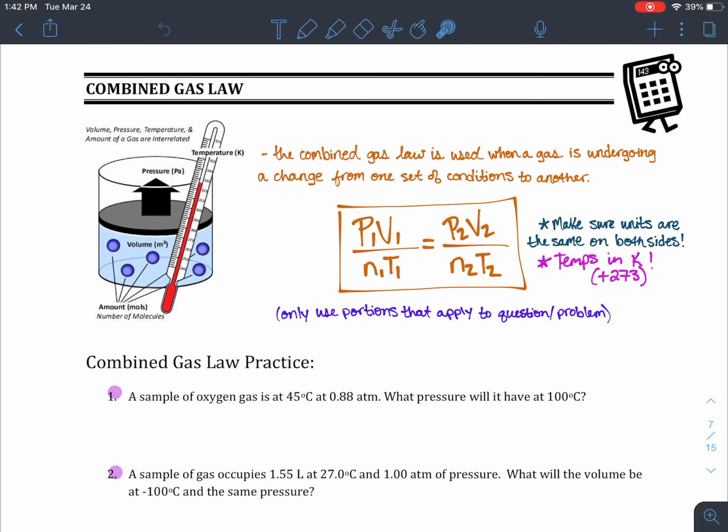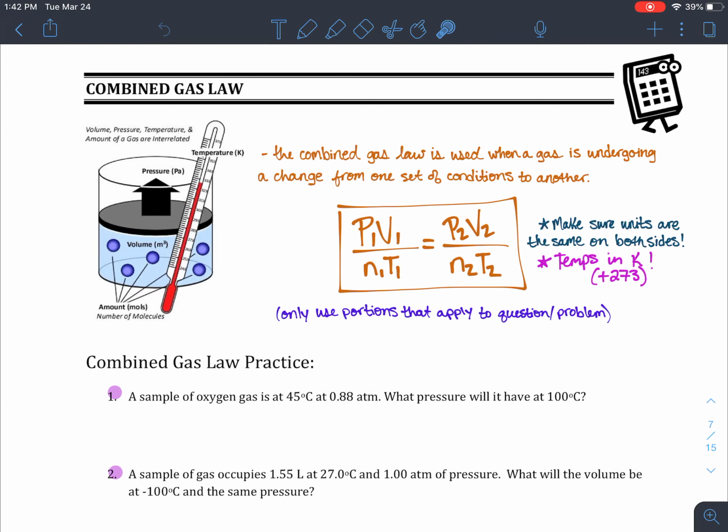Everyone. In this video, I'm going to be going over how to do calculations with the combined gas law. So if you haven't done it already, make sure you have down the formula of the combined gas law: PV over NT equals PV over NT.